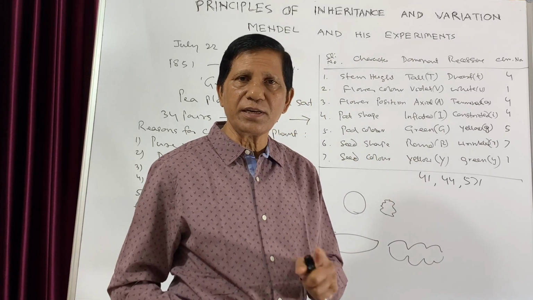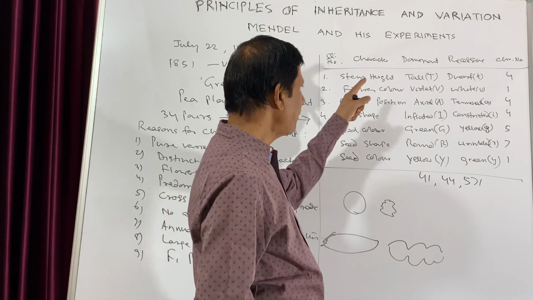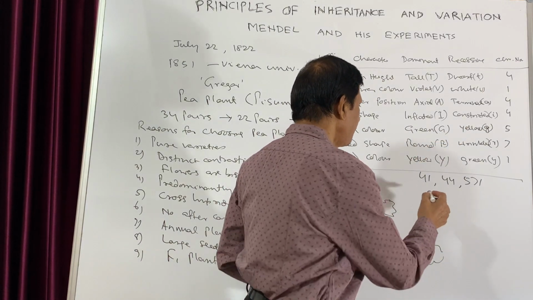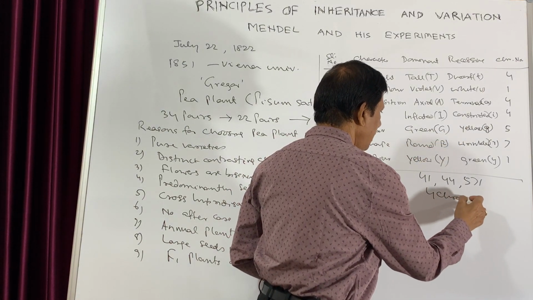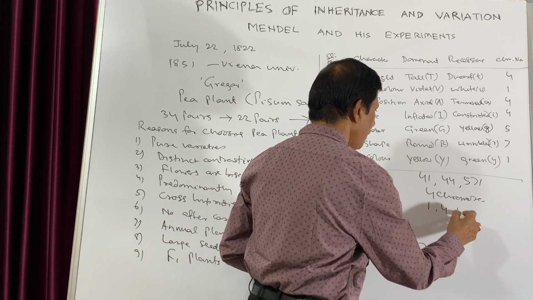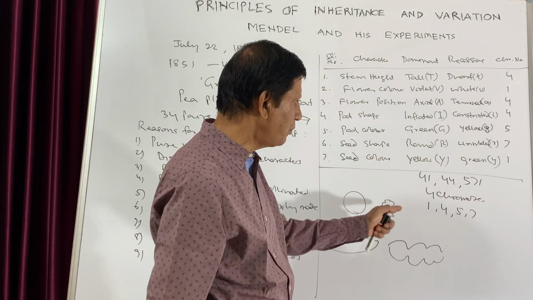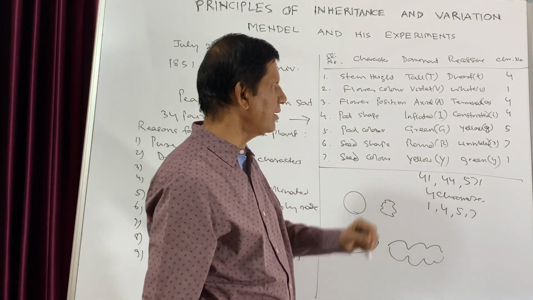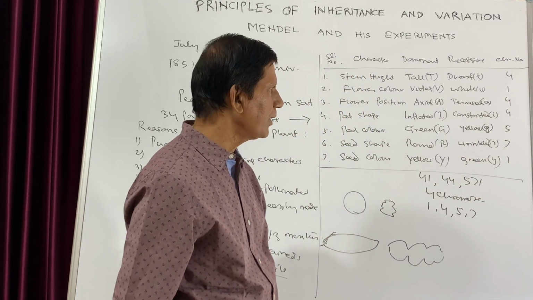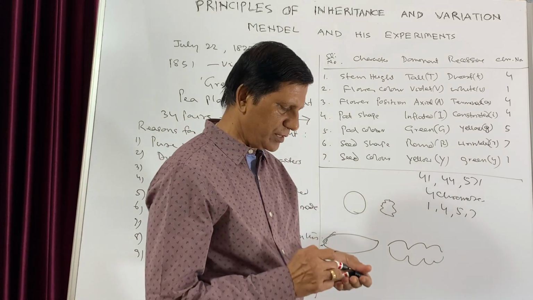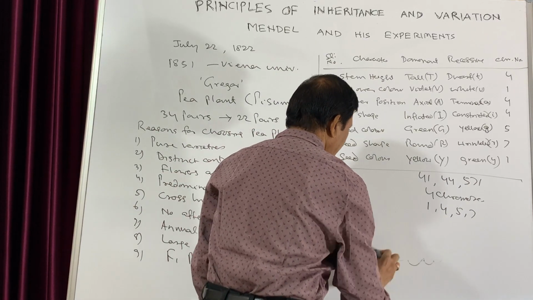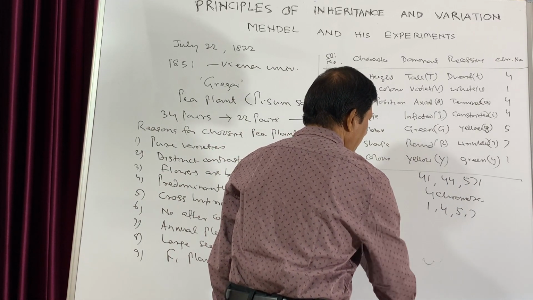And another important question is asked here. These 7 pairs of characters are present in how many chromosomes? Very simple, you see. They are present only in 4 chromosomes. And what are the chromosome numbers? They are 1, 4, 5, 7. These are the 4 chromosomes where all the 7 pairs of characters are present. You see, in chromosome 4 there are 3 characters. So these are the important questions. So now these are the different types of characters he chose for his experiments.